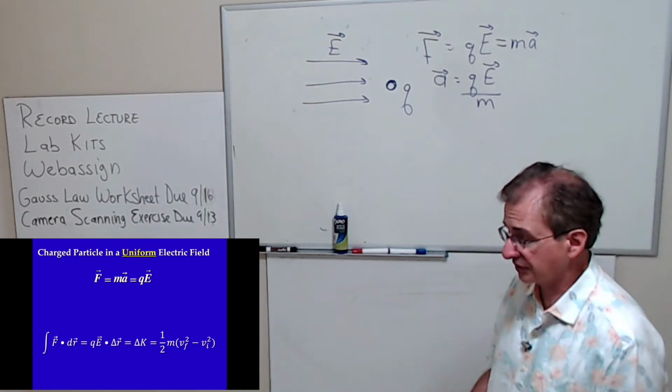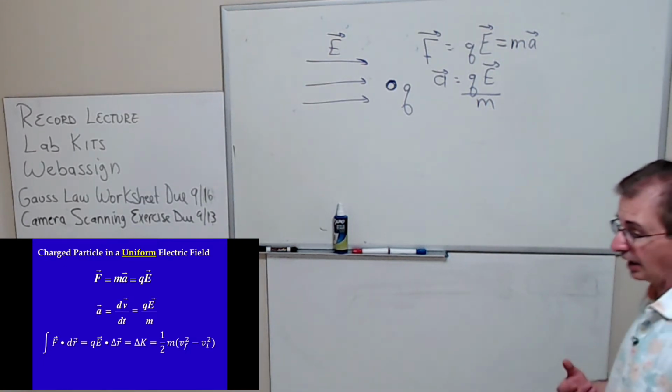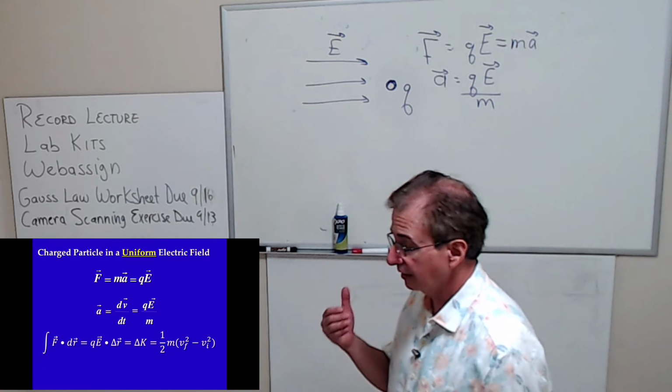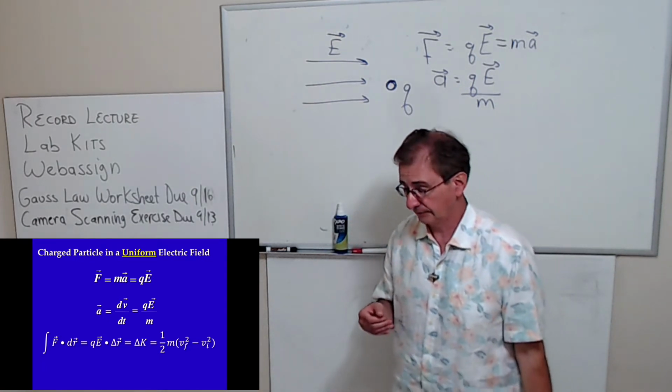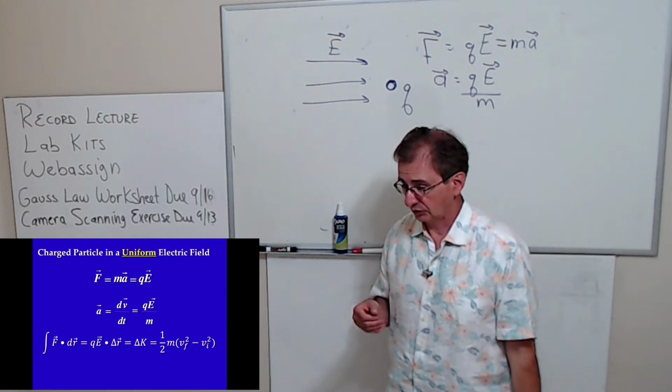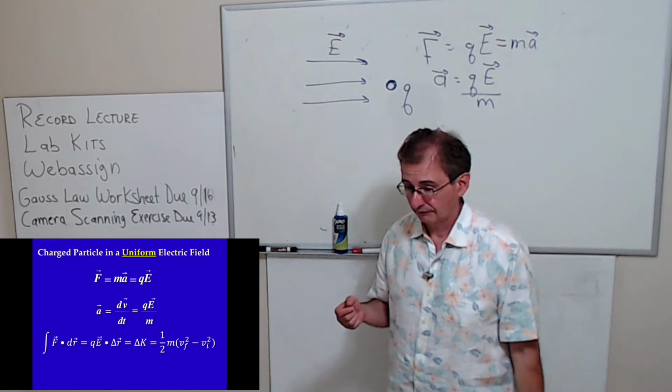Now, if A is constant, then we can easily determine V and T. You just integrate A and you get V and T. Okay.